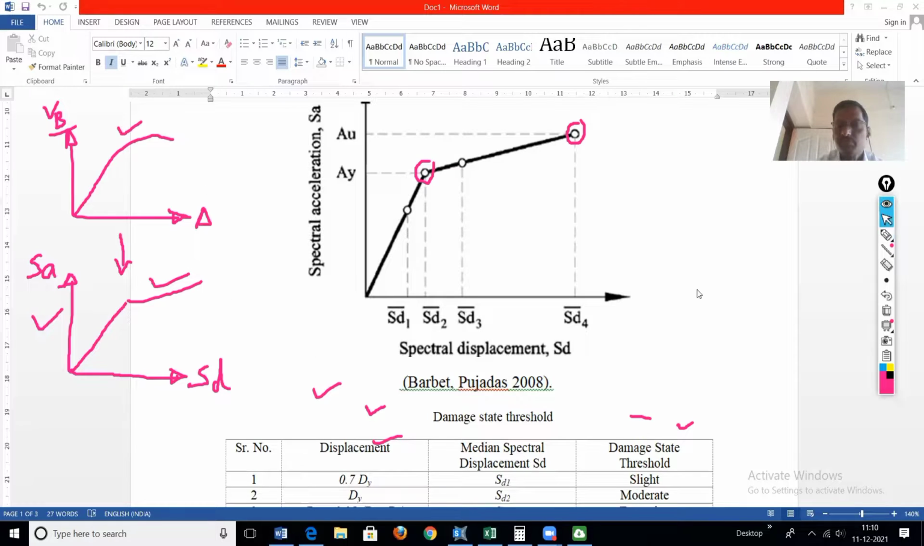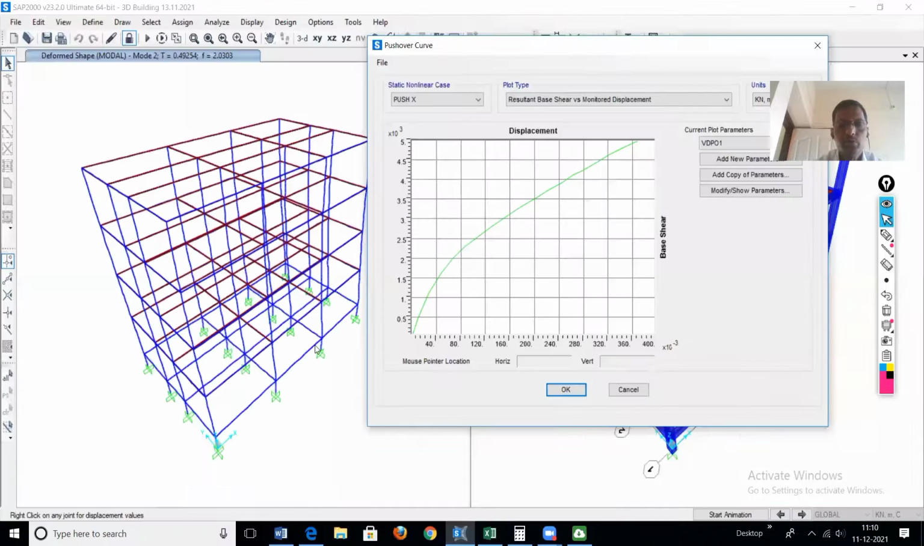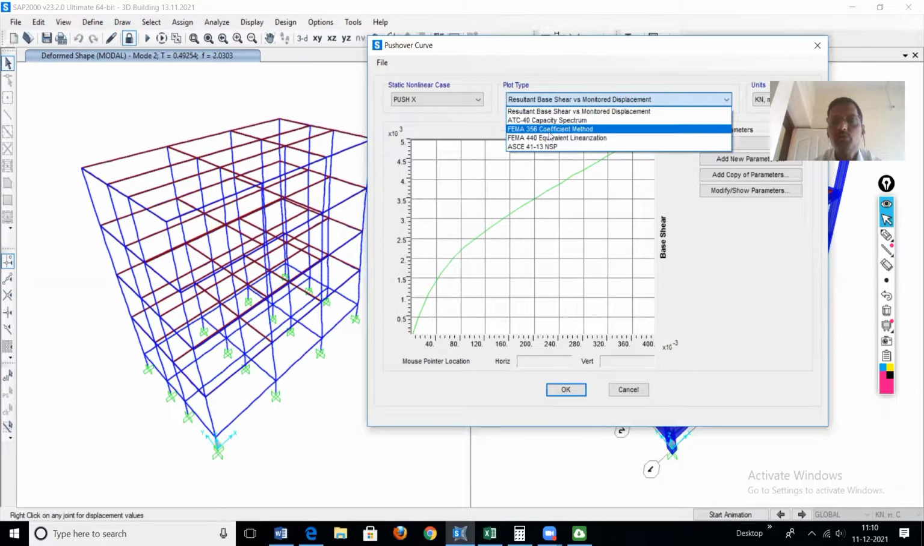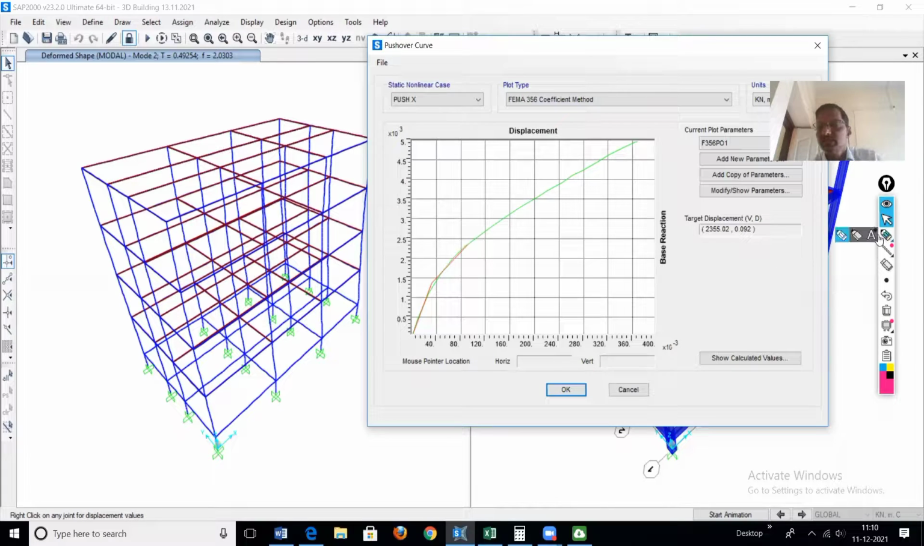First of all, perform the pushover analysis. Already we have the pushover curve, which, as I said, is base shear versus roof displacement. Now click here and go for the FEMA 356 coefficient method. Now see very closely, you just see this. I think you might see this red line.